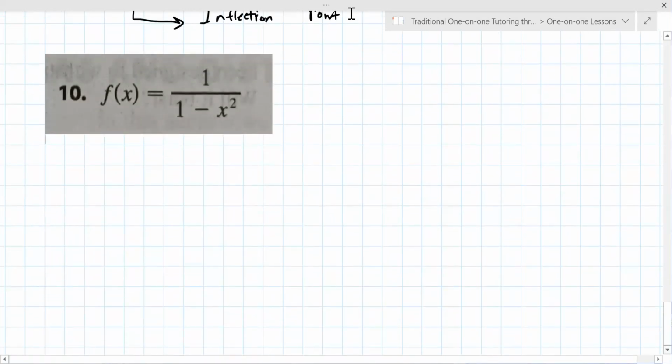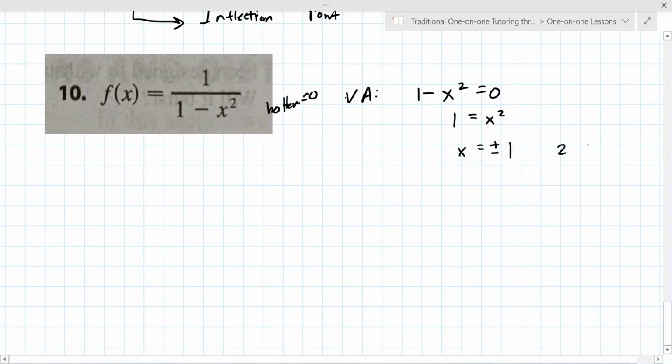Okay. This one has a vertical asymptote when 1 minus x squared equals 0, because you set the bottom equal to 0. You have to be careful here because you need to recognize there's two solutions. It's plus or minus 1. So there's actually two vertical asymptotes, two VAs. It does have a horizontal asymptote.